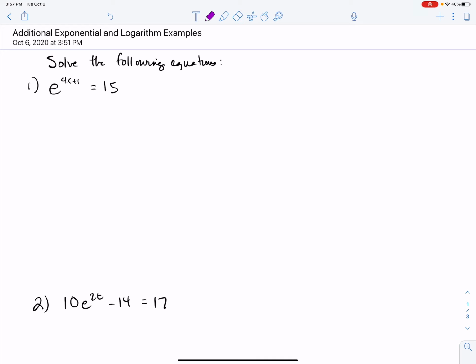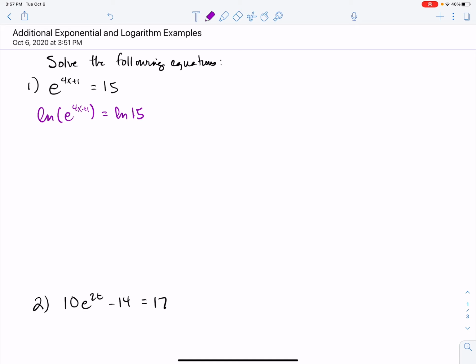If two expressions are equal, then their logarithms are equal. And so here in this first equation, I've got e to the 4x plus 1 equals 15. So if the left side is equal to the right side, then any logarithm of the left side will be equal to that same base logarithm on the right. In general, we're going to use the natural logarithm for this process. And so the first step I would do is I would say that the natural logarithm of e to the 4x plus 1 is equal to the natural logarithm of 15.